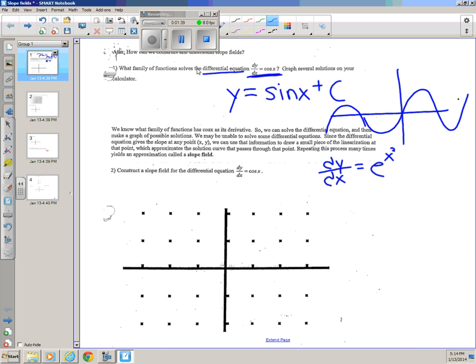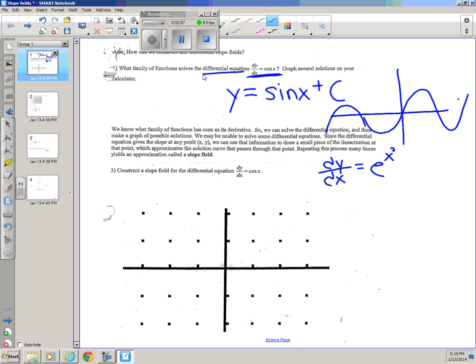So since the differential equation gives the slope at any point x, y, we can use that information to draw a small piece of the linearization at that point. So just a little line segment that has the same slope as the function, which approximates the solution curve. Okay, so let's just see what that means. We want to construct a slope field for the differential equation dy/dx equals cos x.